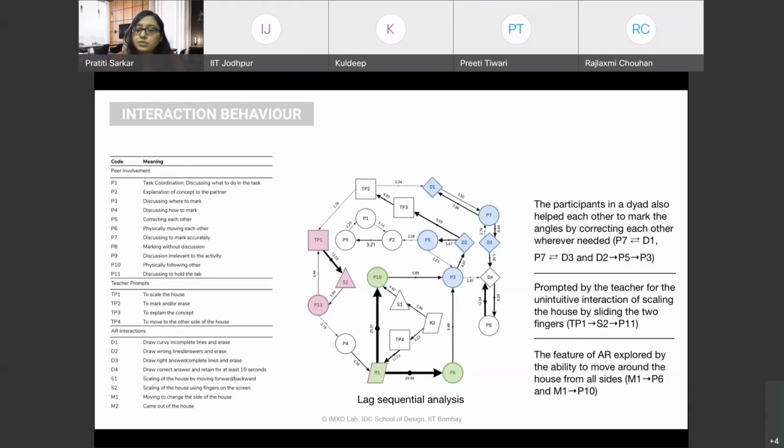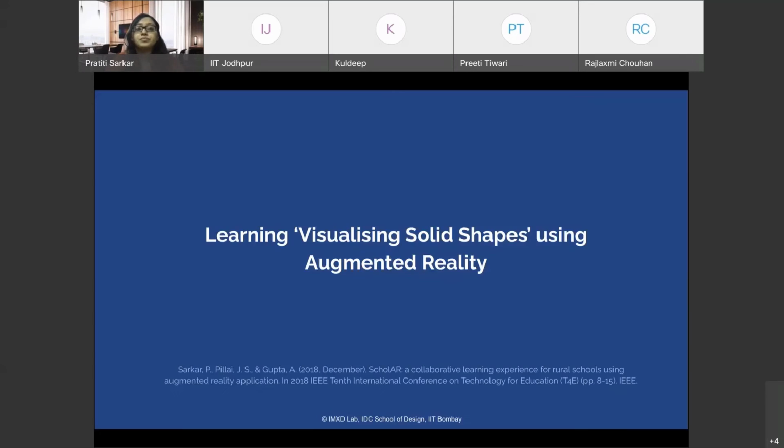And a third interesting fact that came into notice was that the feature of AR, explored by the ability to move around the house, was something that was often in use. Like the way I said it for the scaling option. So they were mostly moving around the house from all the sides to do all kinds of interactions. So physical movement was something that enhanced the entire process, which was actually helping them discuss and mark and see it from the different perspectives, the different angles.